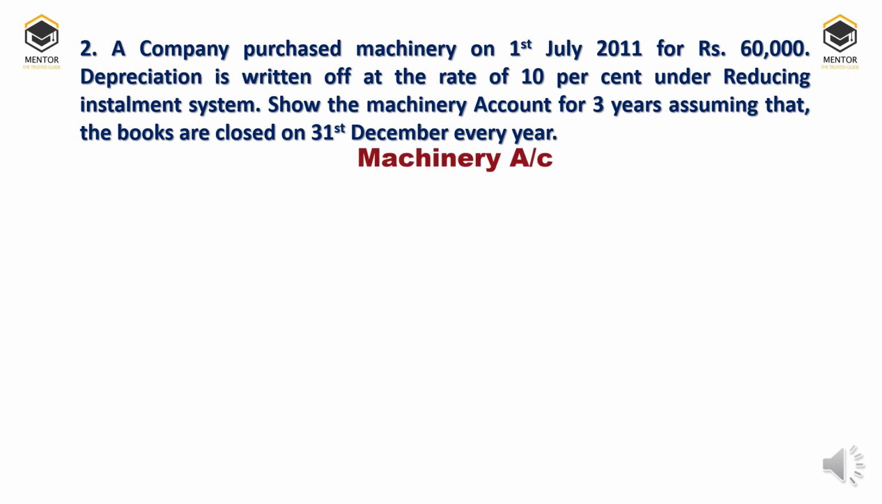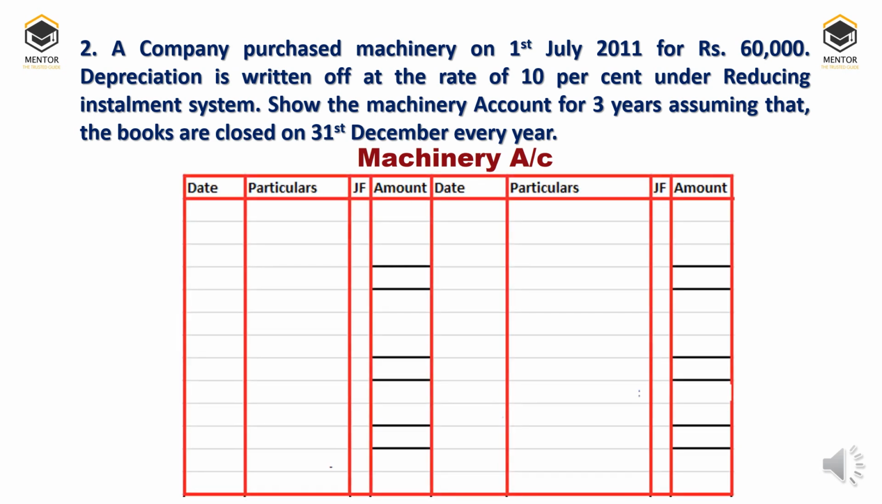So machinery account we need to prepare. I have drawn the format, machinery account. When did we purchase the machinery? On 1st July 2011. So on 1st July 2011 we write to cash. How much? 60,000 we spent. So 1/7/2011 to cash. Then the next date is when we are closing the books of account, on 31st December 2011. We charge depreciation. So we write by depreciation account.